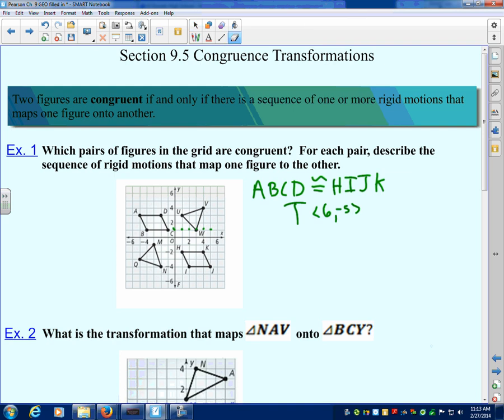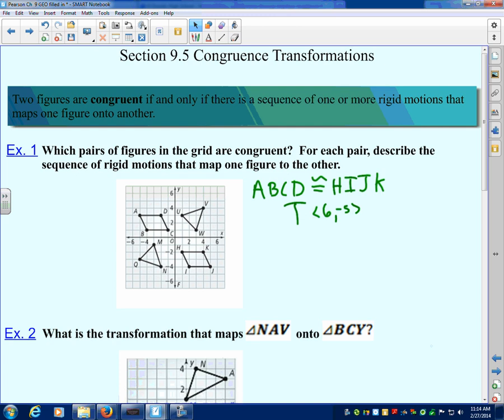And just to verify that, you might want to pick at least one other point, like D. To go from D to K, is it the same? 1, 2, 3, 4, 5, 6. 1, 2, 3, 4, 5. It looks like it. And all throughout the shape, it would be 6 right and 5 down to land exactly on its corresponding point. So you're right. Translation will do it. So we can prove two shapes are congruent by describing the transformation that maps one figure onto the other.